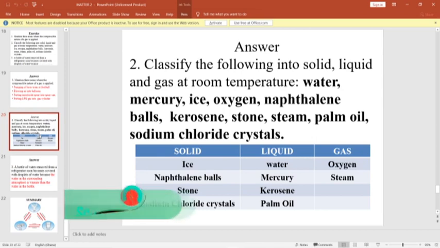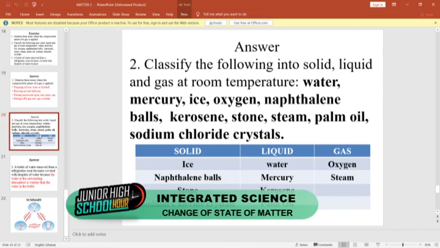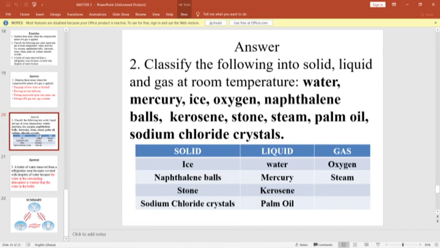Under solid, we have ice, naphthalene balls, stone, and then sodium chloride crystals. Don't forget, I said sodium chloride crystals is the same as common salt, the salt that we use at home. When it comes to liquid, we have water, mercury, kerosene, and then palm oil. And when we come to the gas, we have oxygen and then steam. So this is how we can classify the substances into solid, liquid, and gas.